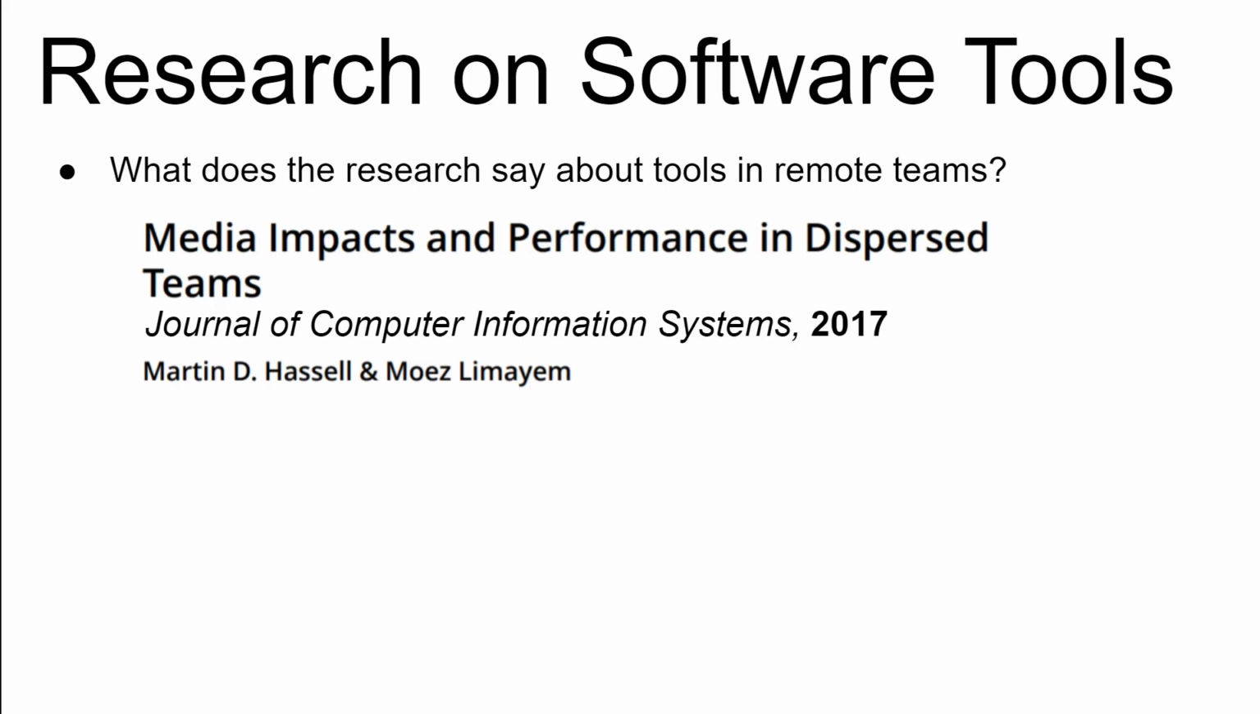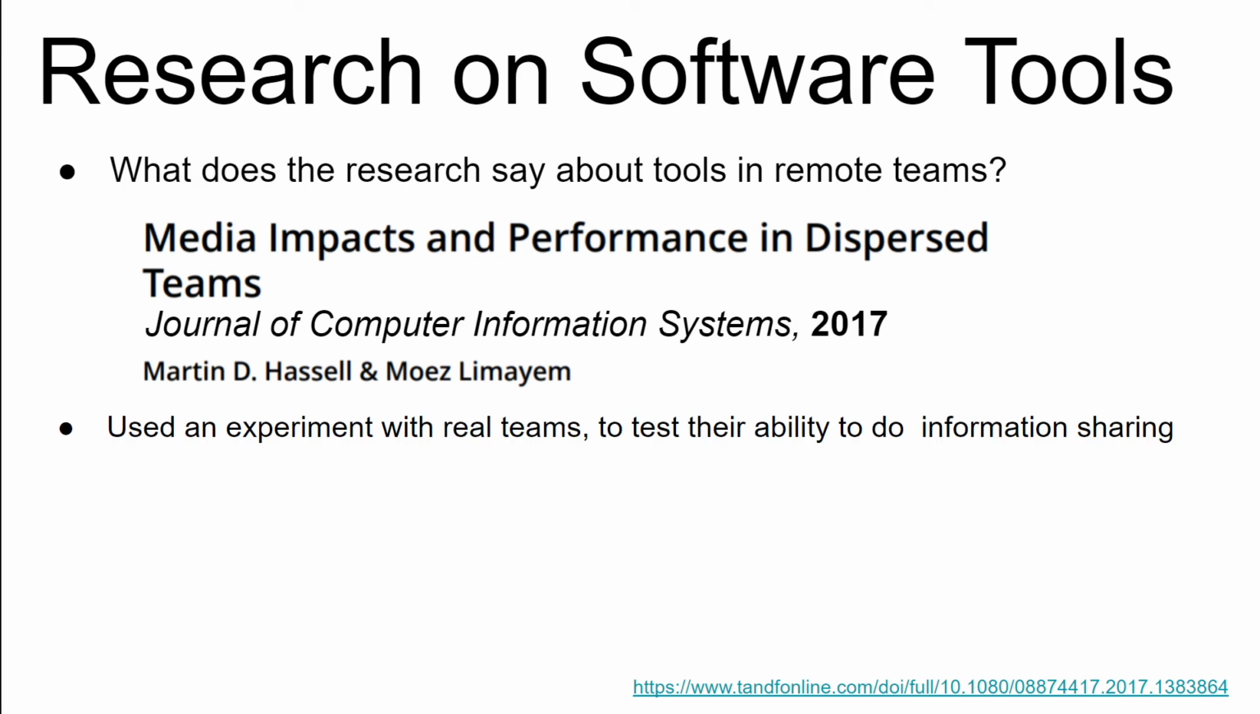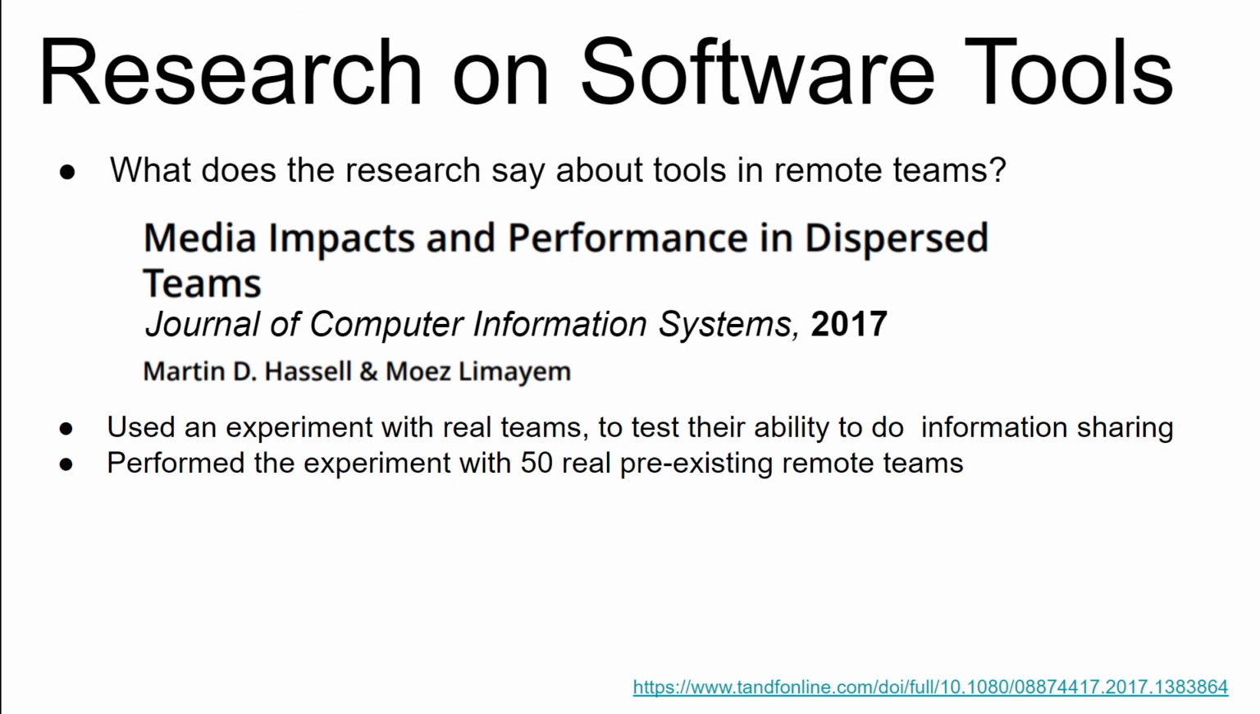We're going to be talking about this paper from 2017 in Journal of Computer Information Systems by Hassel and Lemian called Media Impacts and Performance in Dispersed Teams. And this is a really interesting study. They actually used an experimental protocol with about 50 real teams to test the team's ability to do information sharing in a task. So that's a transferable task that might have something to do with the skill or the efficiency of the team in working together in a normal context.